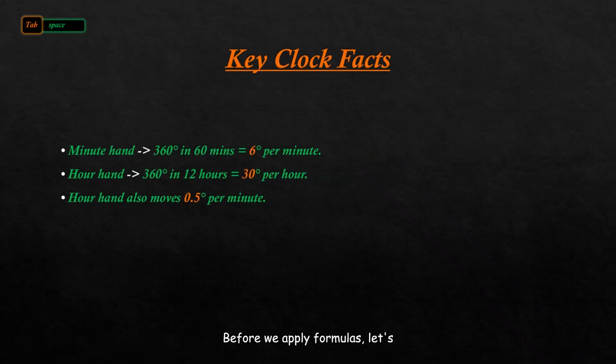Before we apply formulas, let's understand how each hand of the clock moves. The minute hand moves a full 360 degrees in 60 minutes, meaning it travels 6 degrees per minute. The hour hand moves 360 degrees in 12 hours, which is 30 degrees per hour. Additionally, the hour hand continues to move as minutes pass, half a degree per minute.